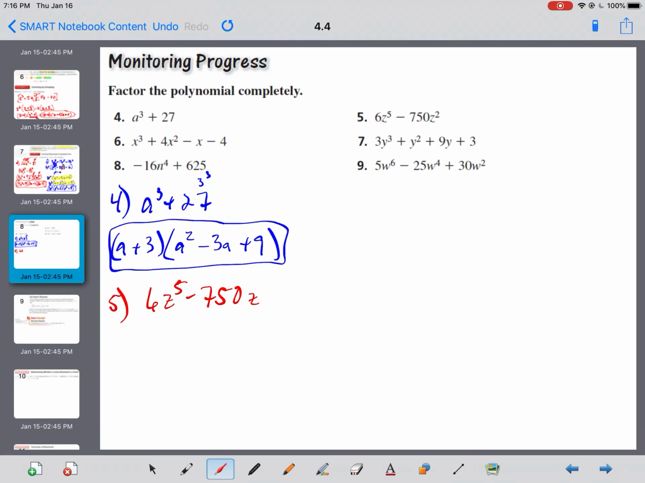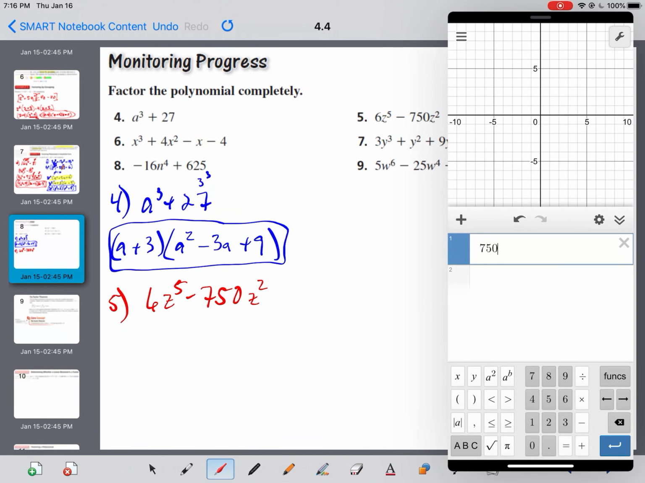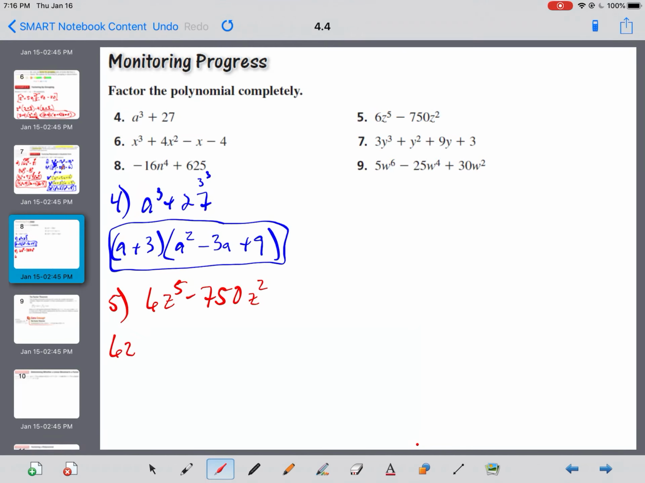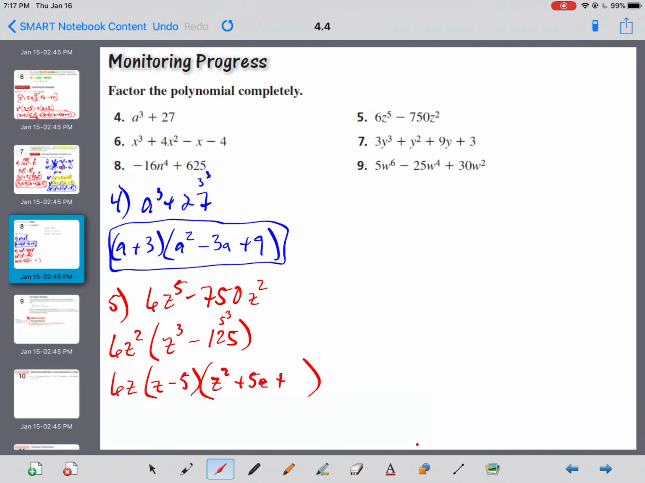Let's look at number 5. 6z to the 5th minus 750z squared. Let's see. 750 divided by 6 is 125. I like 125. Let's do 6z squared coming out of there. That leaves me with z to the 3rd minus 125. That's 5 cubed. So that's 6z squared. This one's going to be minus, plus. It's always plus at the back. This one gets a z. That one gets a 5 squared. No, it gets a 5. This one's z squared. That's 5z. 5 squared is 25.